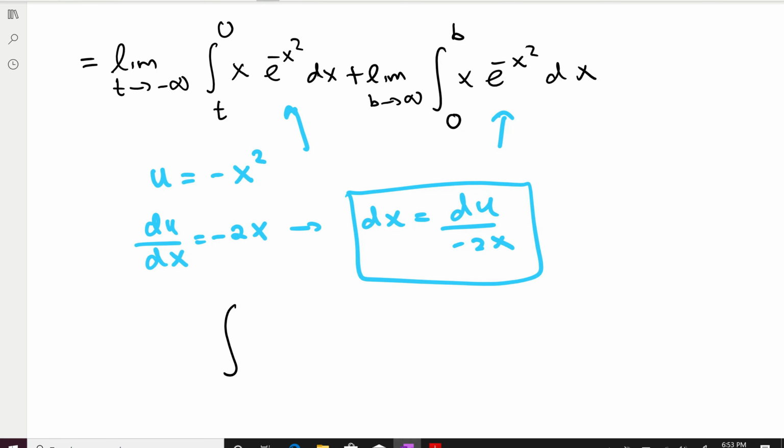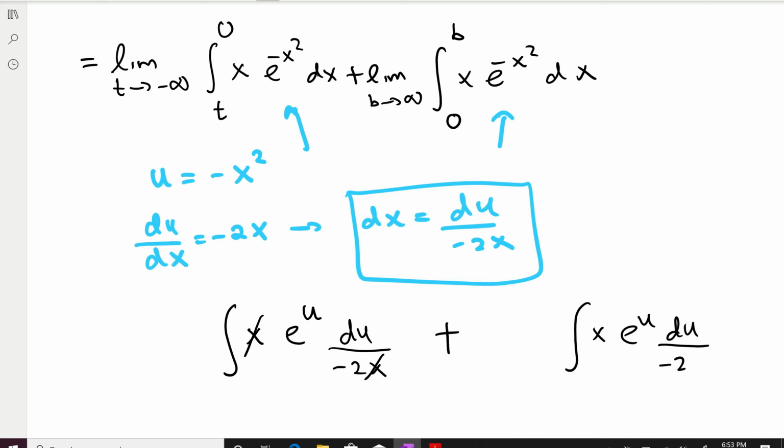In the first integral, it's x times e to the u, and dx is du over negative 2x. So x cancels out, and we just integrate e to the u over negative 2. That's why we use integration by substitution, because it gives you a simple integral to solve at the end of the day. We can do the same in the second integral, because it's the same criteria. It's x times e to the u, dx is du over negative 2x, so x cancels out, and you are just integrating e to the u over negative 2 with respect to u.